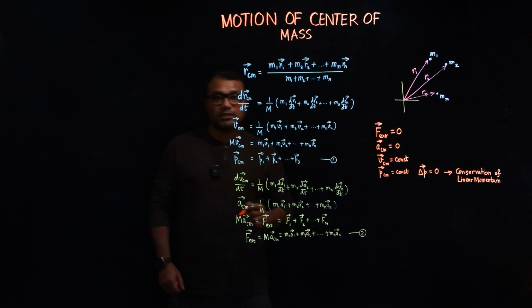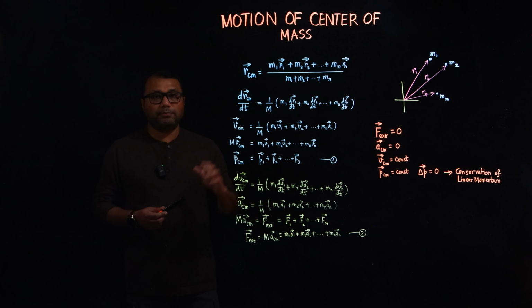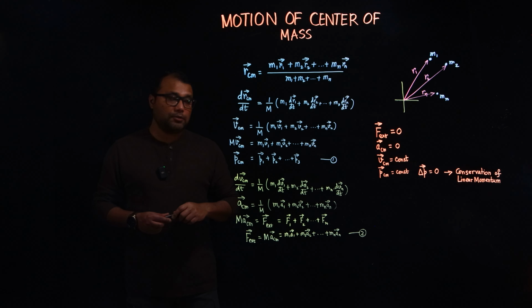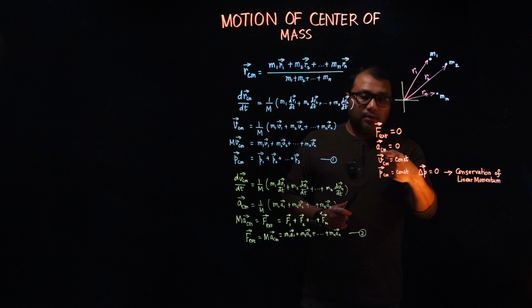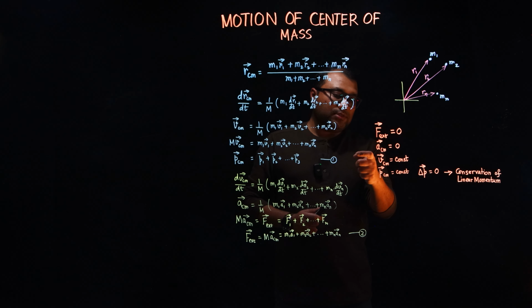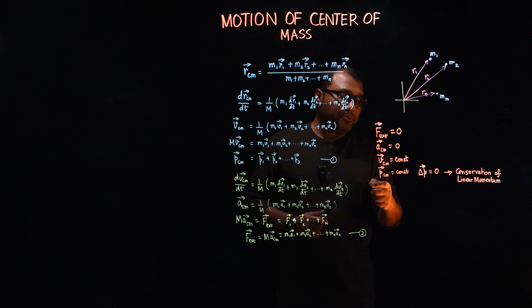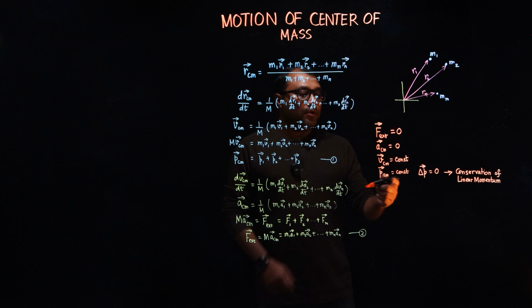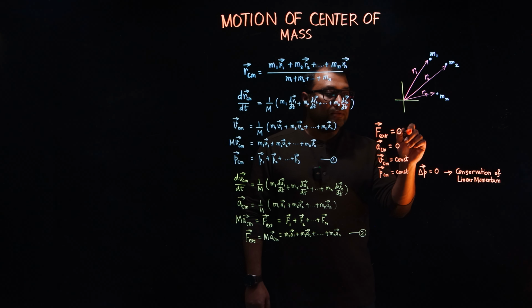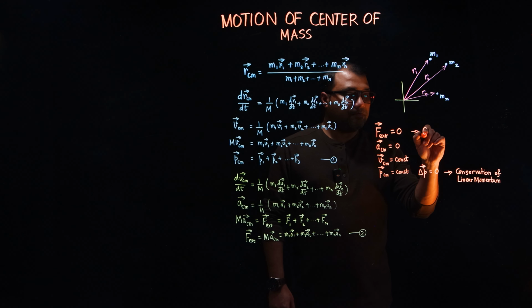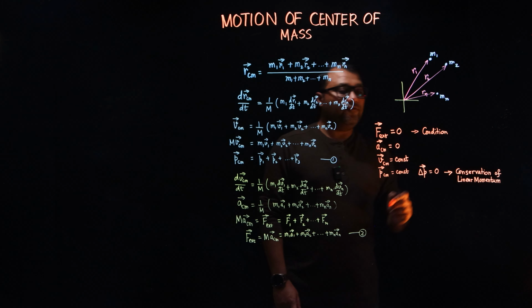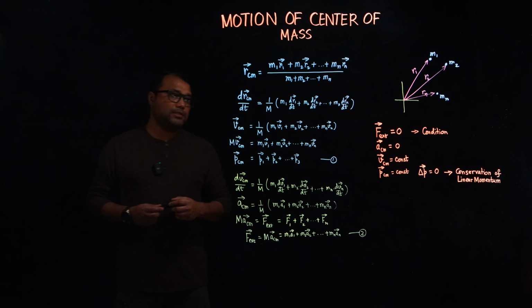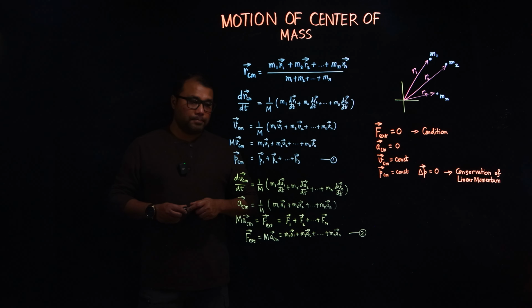Okay, and we discussed conservation of linear momentum in a separate video. I'll put a link to that. You can go and check out that video for more details. But realize this: acceleration of center of mass is 0, linear momentum is conserved. All of this happens only when this condition is met. So this condition is important, that the sum of all external forces on a system must be equal to 0. Okay?